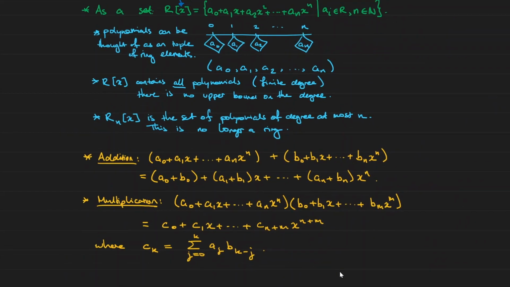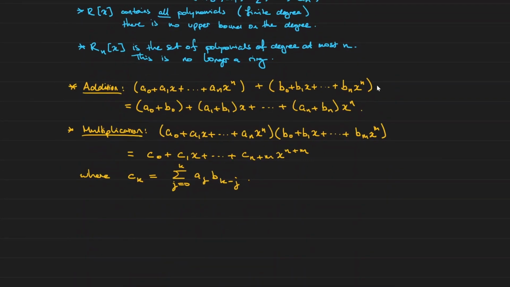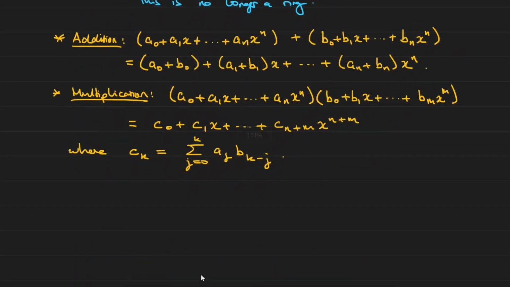So now that we have addition and multiplication defined on this set, this makes R of x into a ring. Well, not quite yet technically, because I still have to show the axioms, but you can trust me that the axioms work out. So from one ring, we now have a brand new ring, the polynomial ring over the ring R.